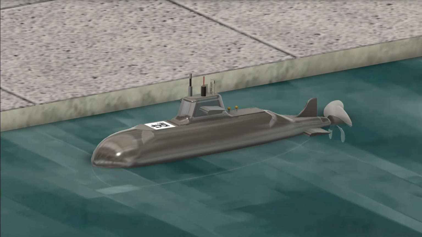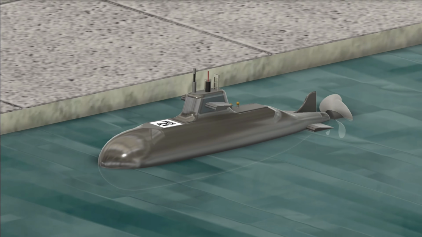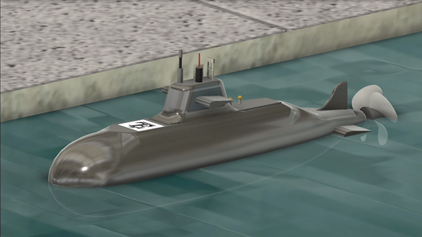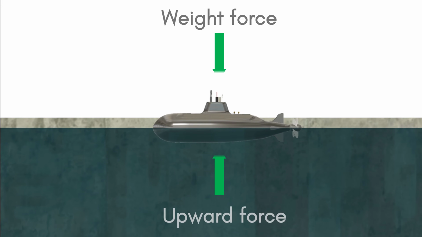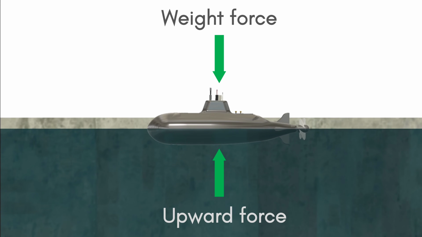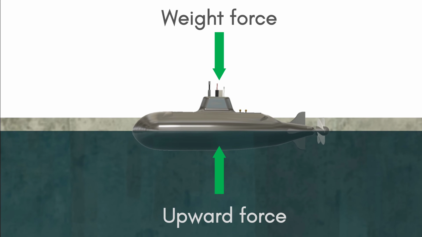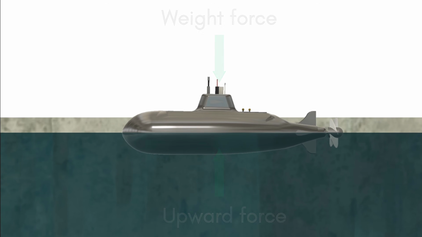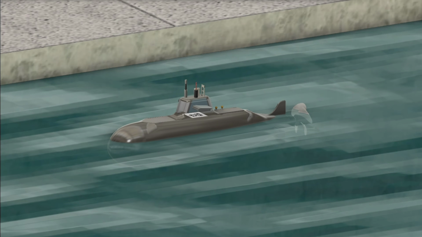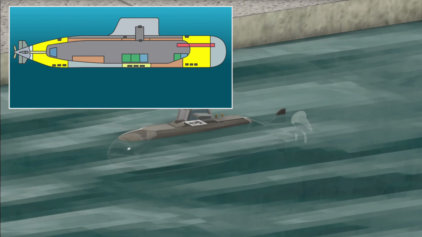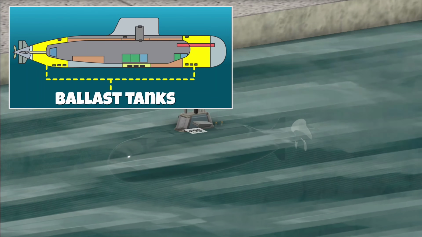Floating. Any object that floats on water, whether it's a boat or a submarine, does so because of one thing: buoyancy. Buoyancy is the upward force that water pushes onto an object. If that force is greater than the object's weight, it floats; if not, it sinks. Submarines can control their own buoyancy, and they do that using something called ballast tanks.